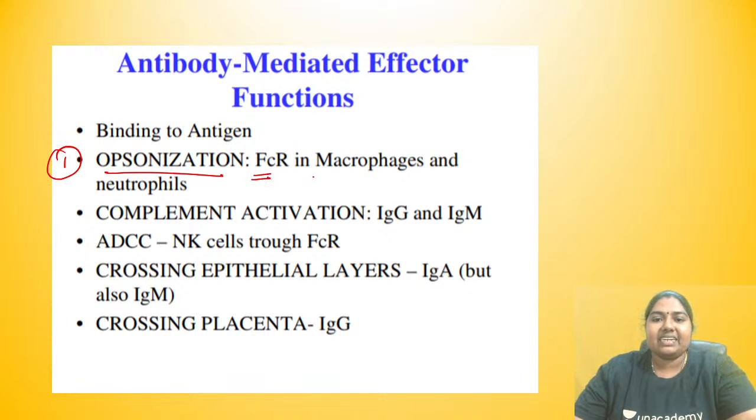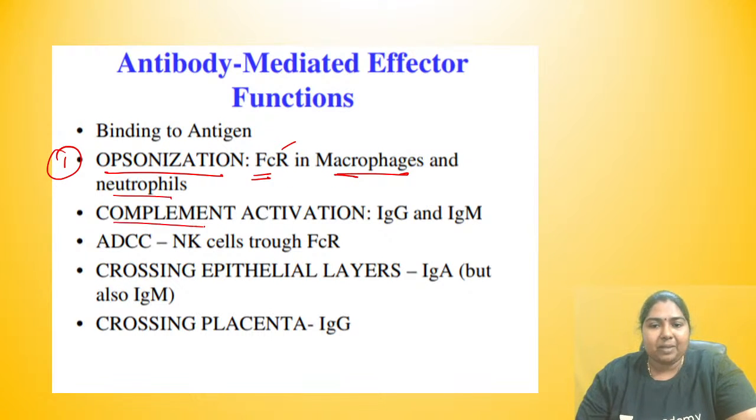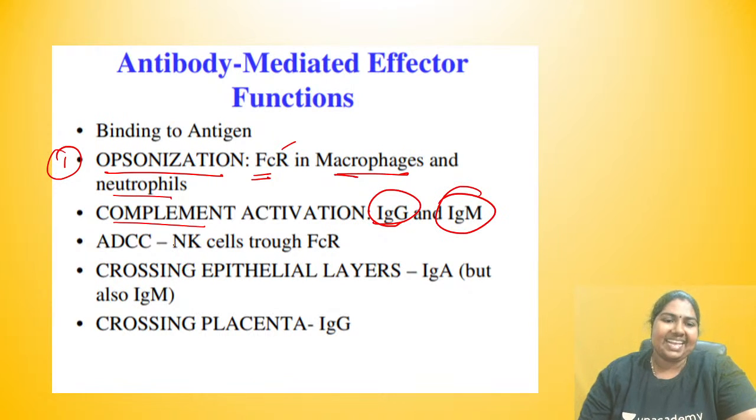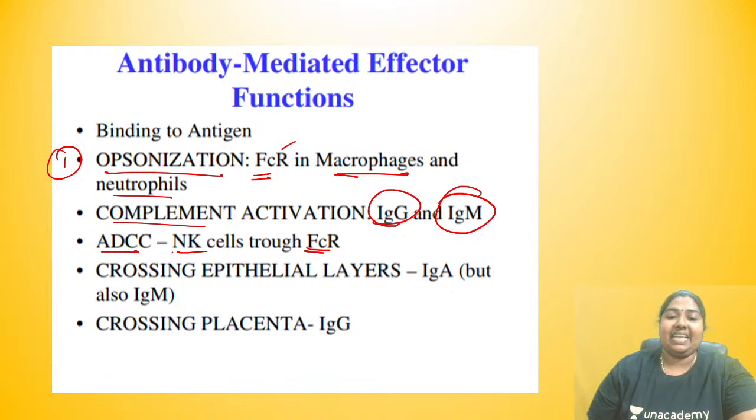The Fc region is going to bind the receptor, right? So it is present in the macrophage and neutrophils. Yeah, Shushmita. And this complement activation is done by IgG and IgM. Okay, right. ADCC, what is that? Antibody dependent cell mediated cytotoxicity. So that is done only by these Fc receptors that are present in the NK cells.